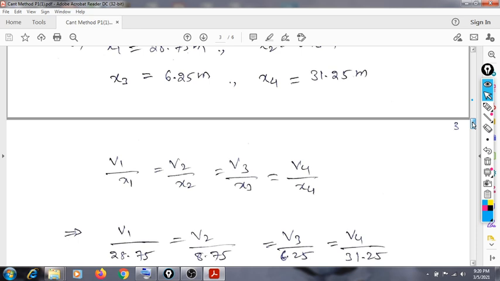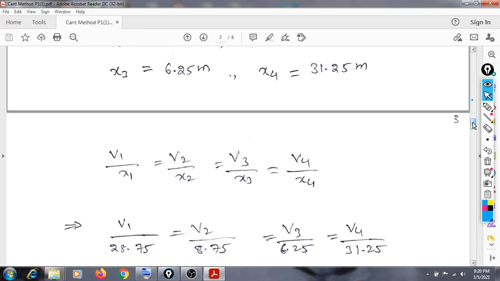And next, coming to this part, the third page, there is something: v1 by x1 is equal to v2 by x2 is equal to v3 by x3 and is equal to v4 by x4. So what is this? In the second assumption, we have v is directly proportional to x1, x2, x3 and x4. So in the second assumption, it is stated that the axial stress is proportional to the distance from the column to the center of gravity of the whole frame.